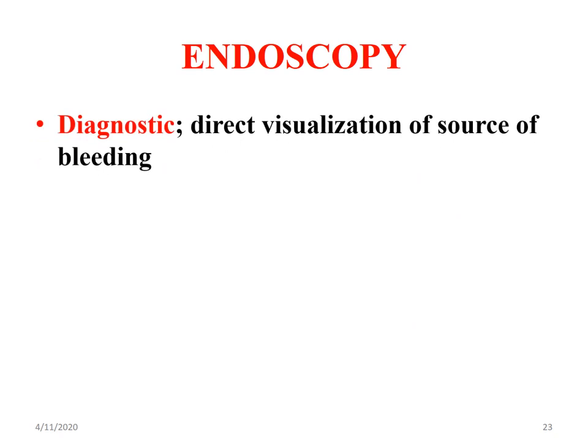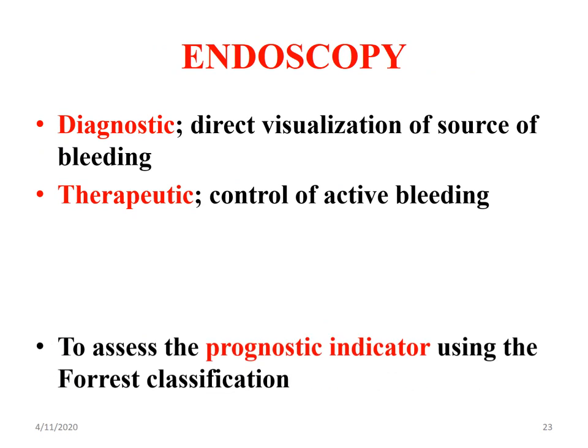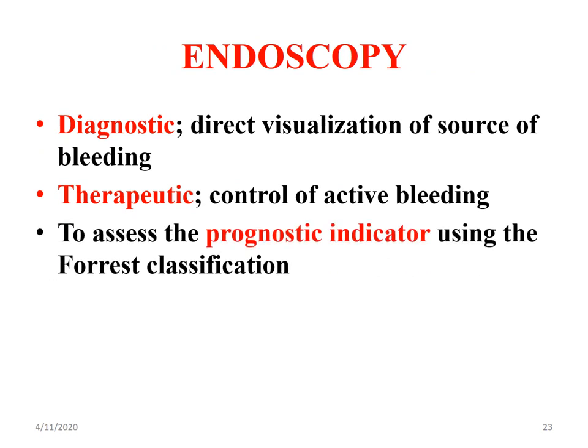Endoscopy, as we said, is very important for direct visualization of the source, or it can be for therapeutic control of active bleeding, and sometimes it can be used according to a classification we call Forrest classification. It will depend on the site of the bleeding, the amount of the bleeding, and the vessel. This is just to know how we classify, or so you hear about what the Forrest classification is.